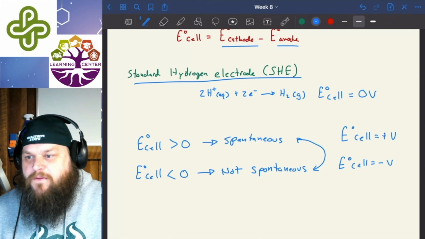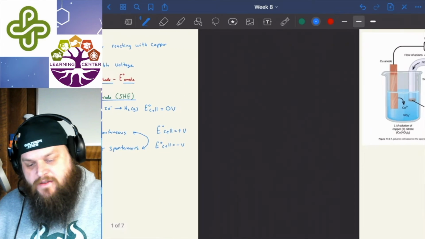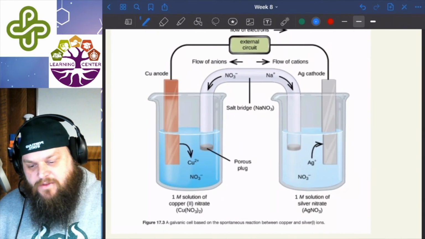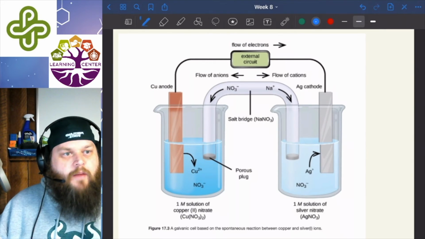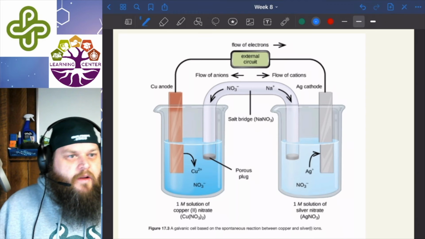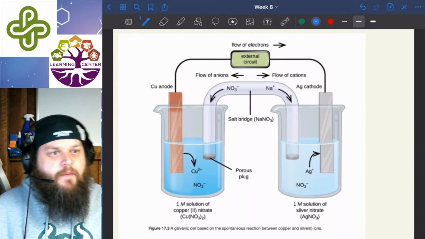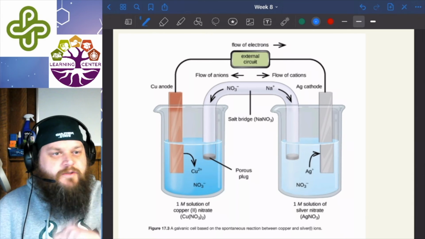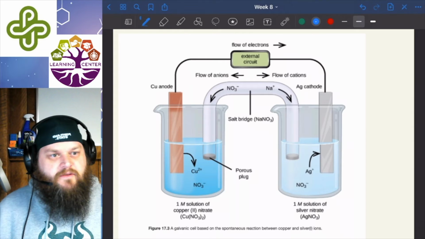So let's revisit now this galvanic cell that we looked at last week. Here's an image of it here. They have the copper anode on the left, the silver cathode on the right. And you see the flow of electrons going across the top and then back down in. The salt bridge is really just a spectator. It doesn't really have an effect on those voltage potentials.